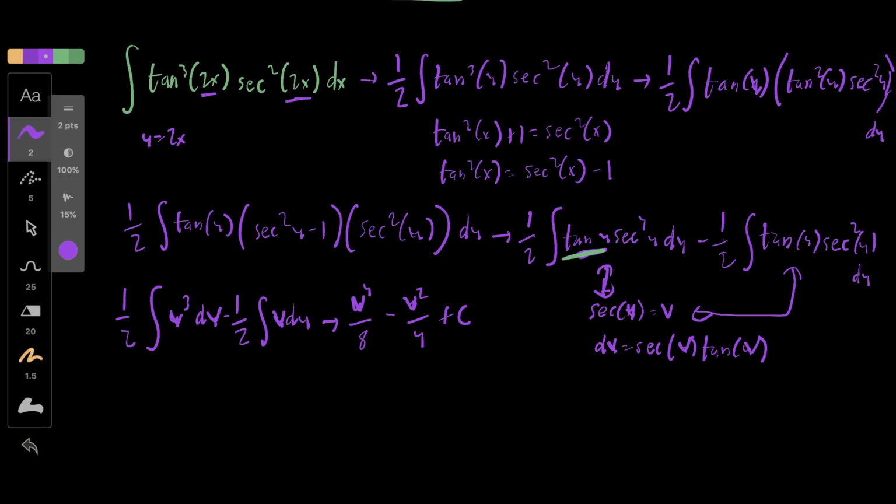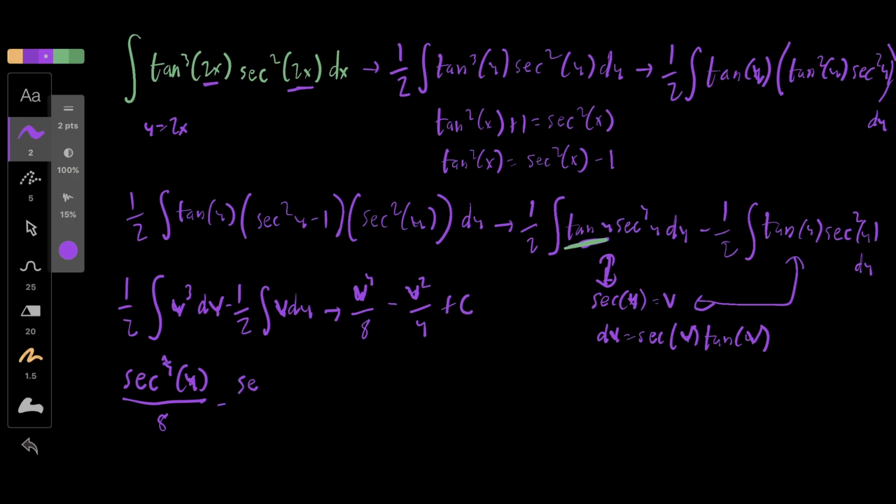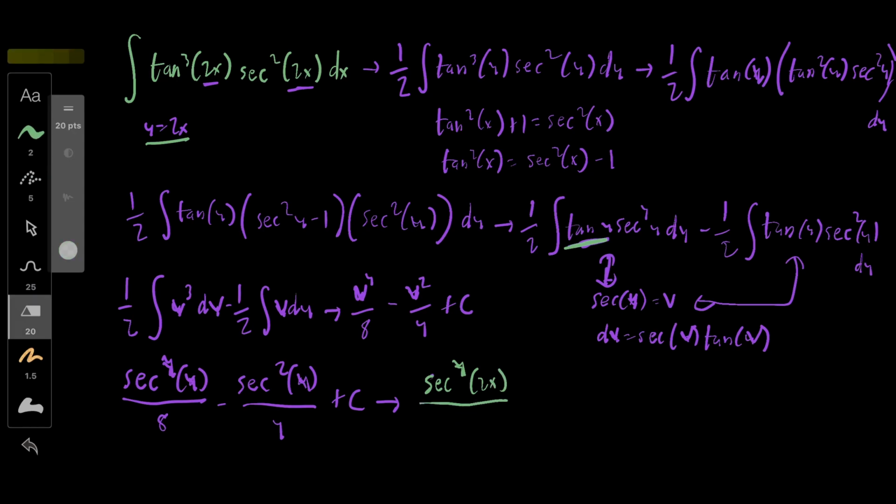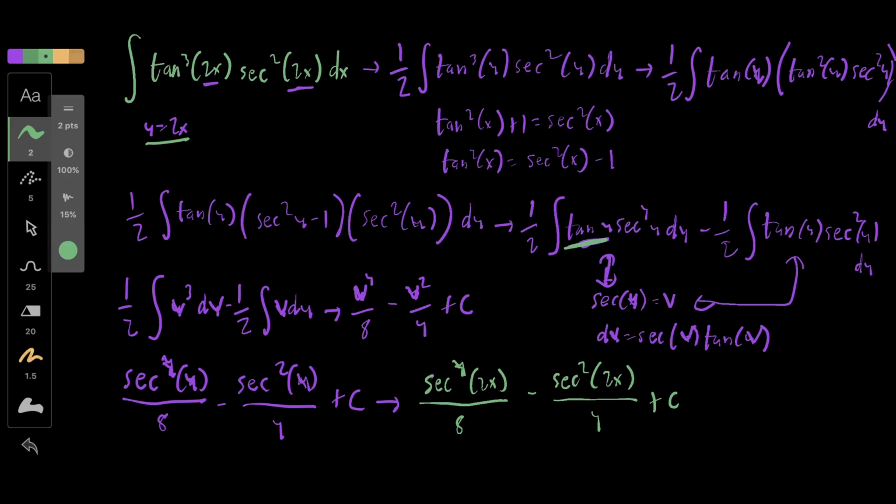So now we know what v is in terms of u, we can plug in u. So secant to the 4th u over 8 minus secant squared u over 4 plus c. And plugging x back in for u, that substitution we made all the way at the very beginning, we get secant to the power of 4 of 2x over 8 minus secant squared of 2x over 4 plus c. And there you have it. This is the solution to this problem.